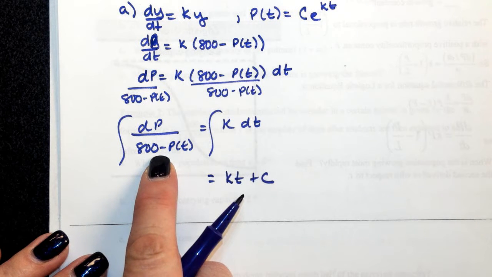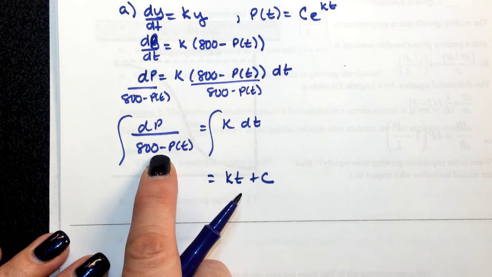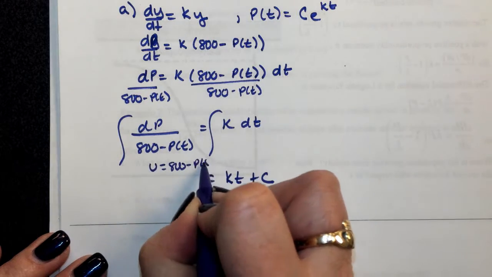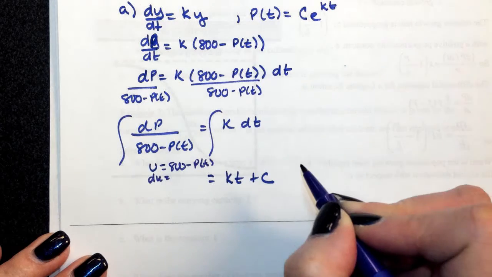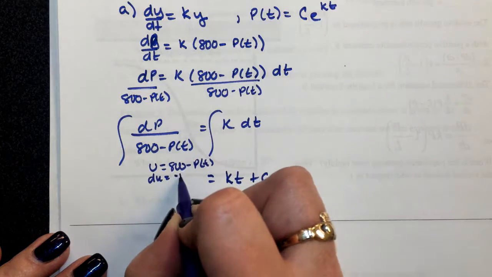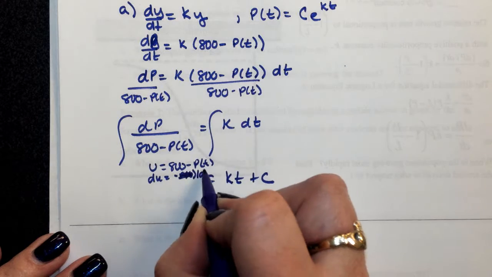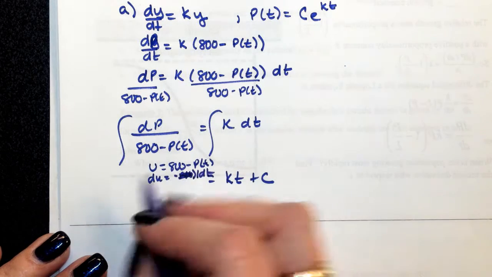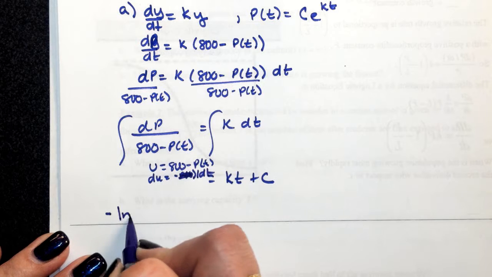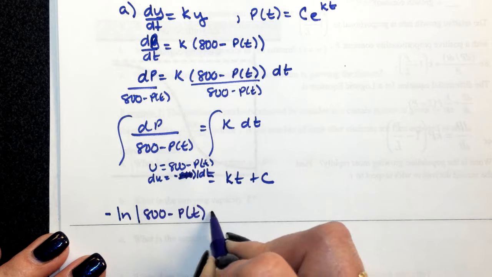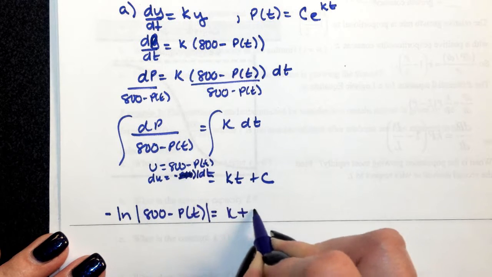What about this? Is it just going to be the natural log of 800 minus p of t? Don't forget your u subs. What would u be equal to? U would be equal to what? 800 minus p of t. What would my du then be? My du would be a what? Negative dt, or negative 1 dt. So remember, you're going to need a negative sign out here. So it's going to be the negative natural log of the absolute value of 800 minus p of t is equal to kt plus c.